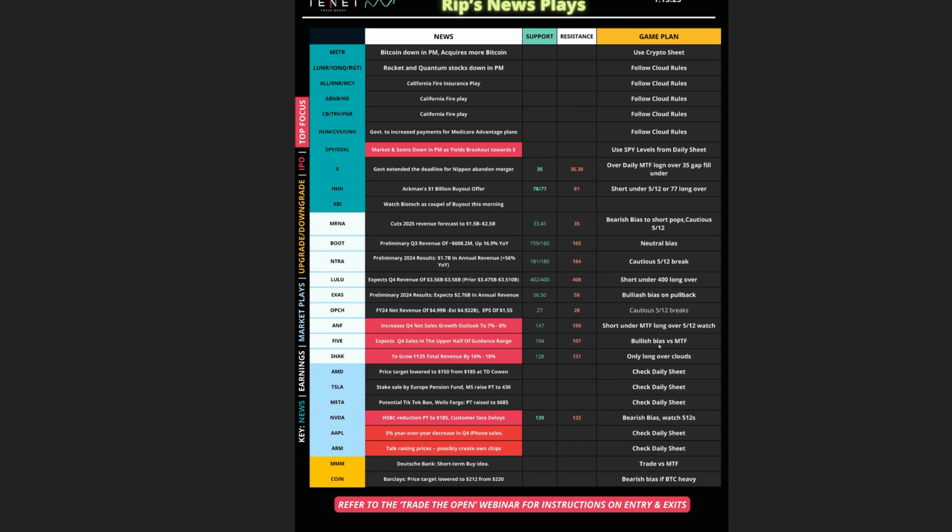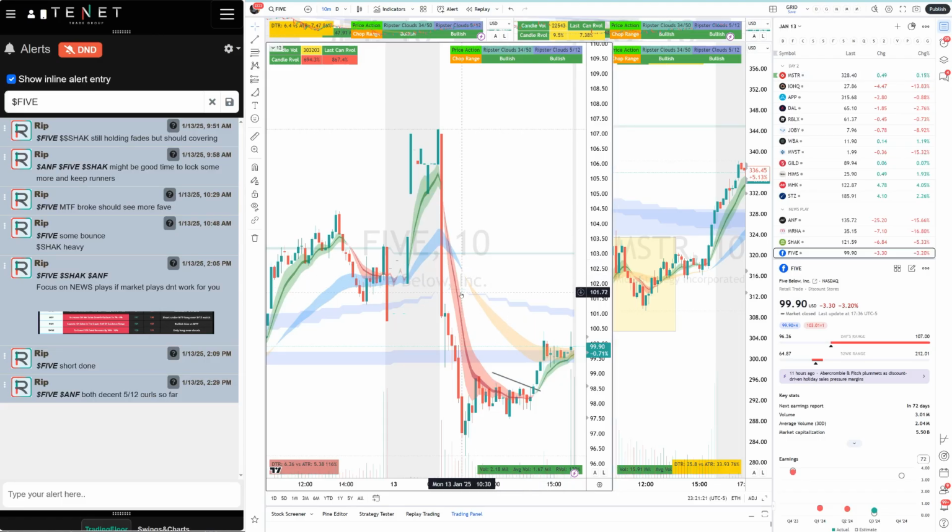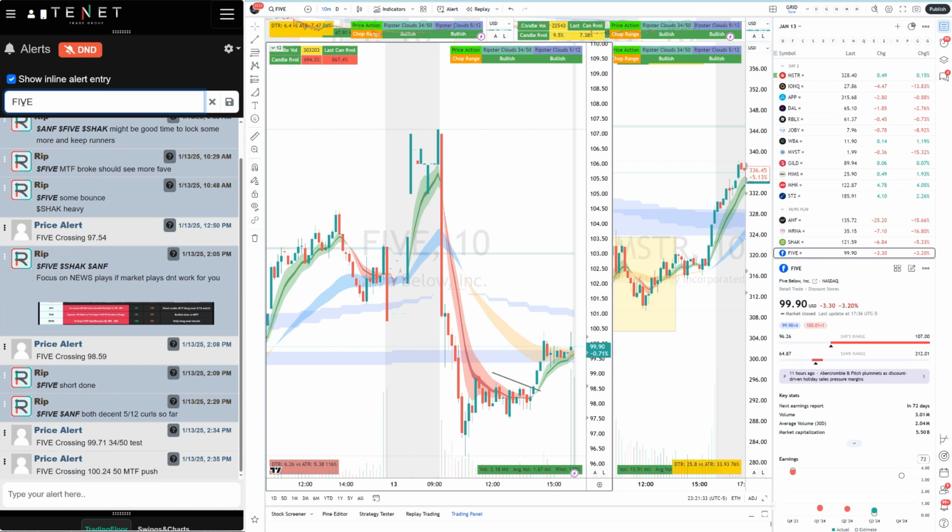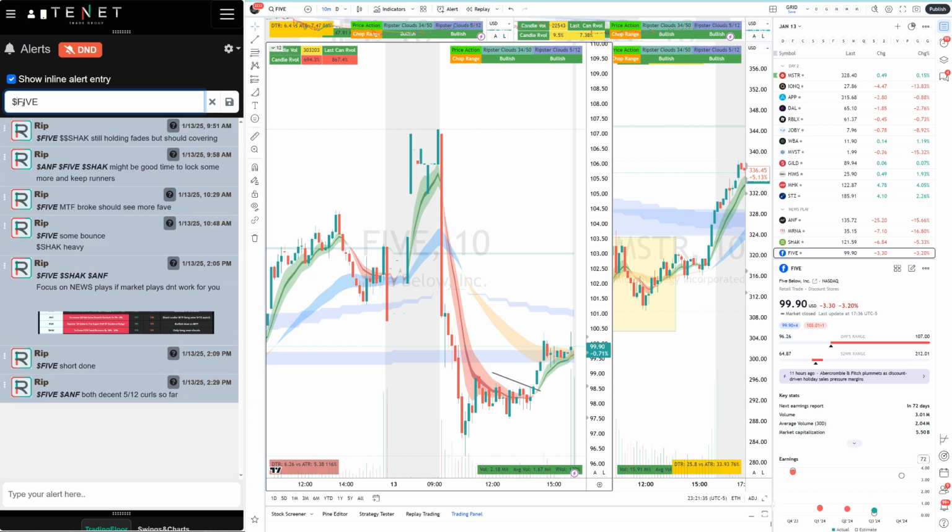The plan on 5 was bullish bias versus MTF, but it never held the MTF, right? So the bullish part was versus MTF. Right away it broke down, so there was no long in 5. That was it. It was a short. So 5 became a short right there.